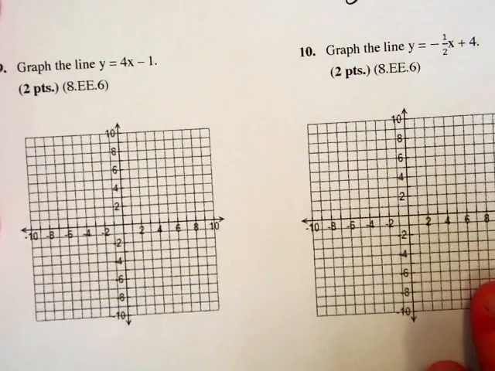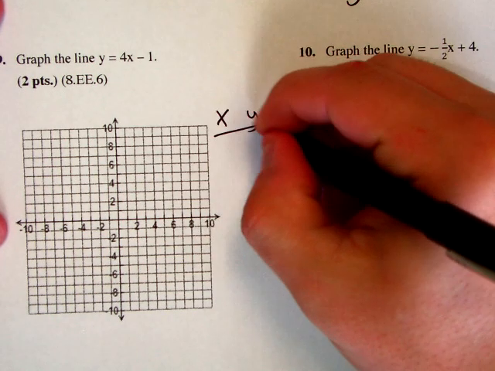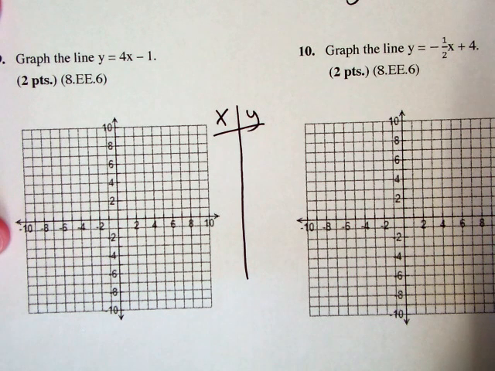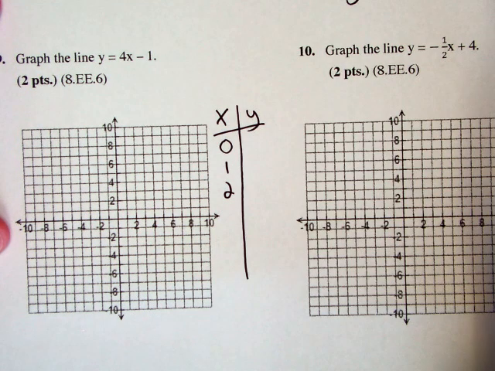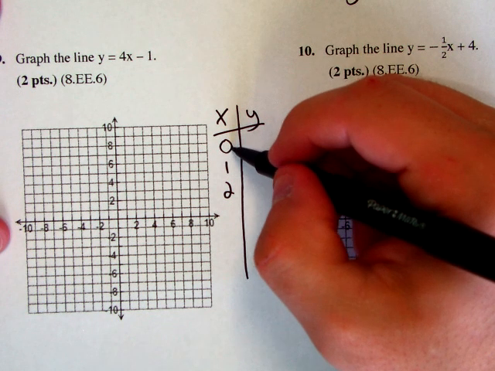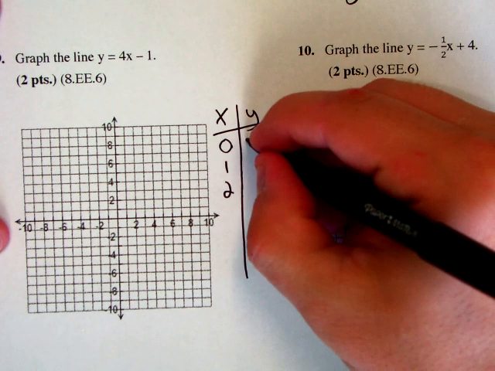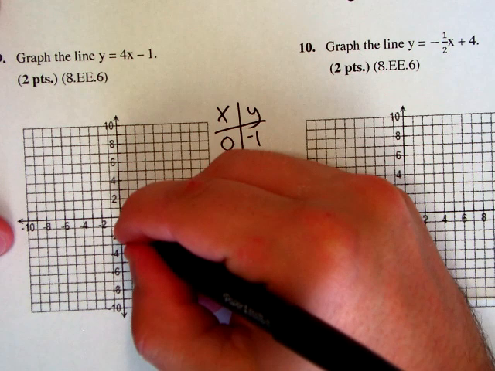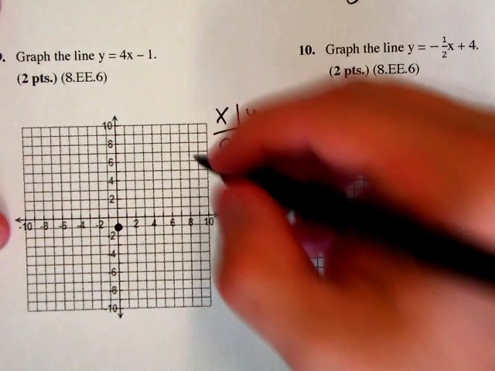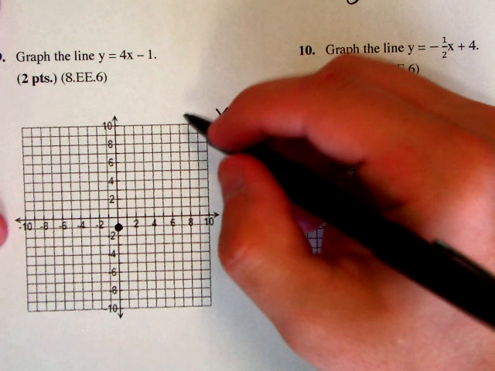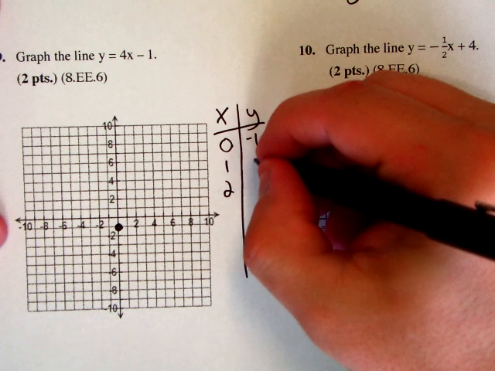Numbers 9 and 10, graph the line from the equation. Having a table works really well. I'm just going to pick a couple numbers for my input here. If I substitute 0 in for x, 4 times 0 is 0 minus 1, so y would be negative 1. So right now, that's the ordered pair that I have. Next input of 1. 4 times 1 is 4, minus 1 is 3.